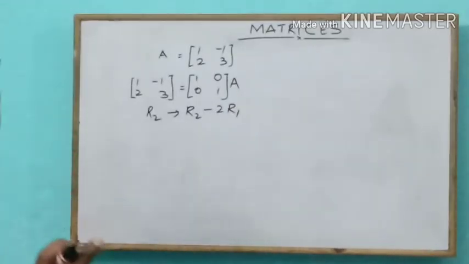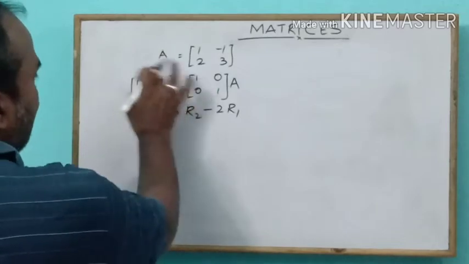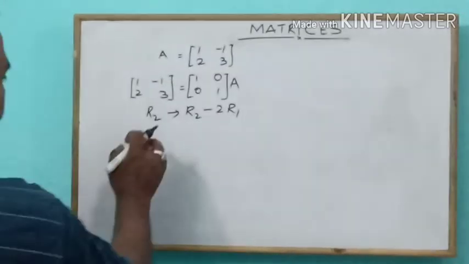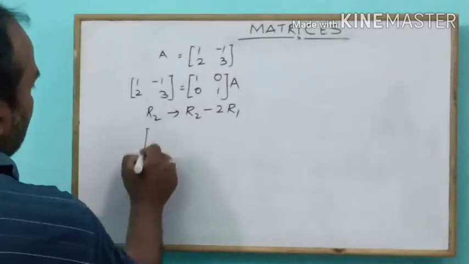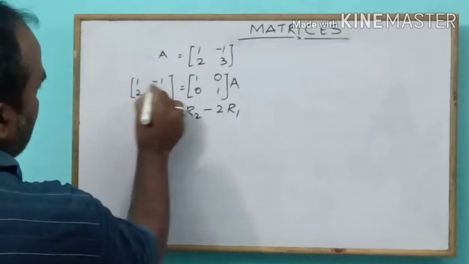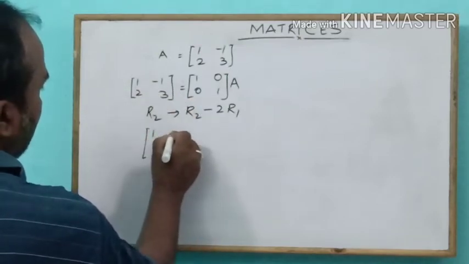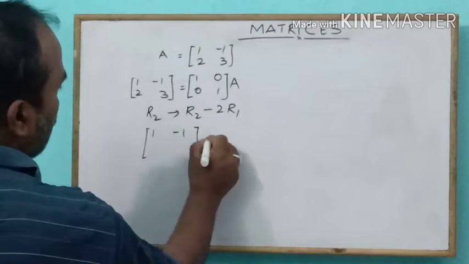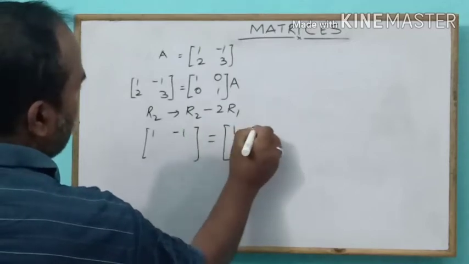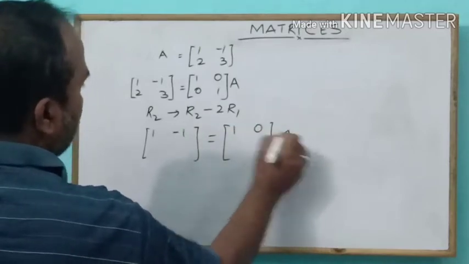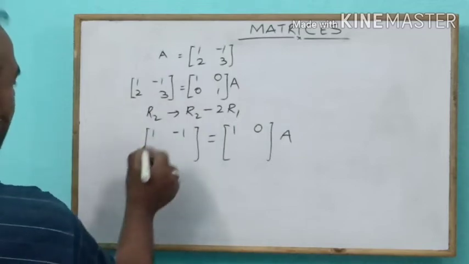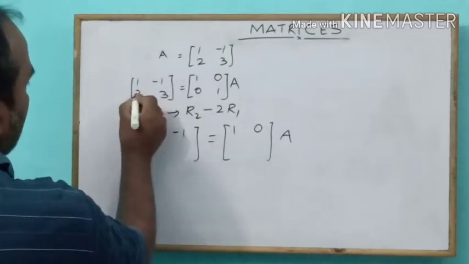See, my target is to bring this one to an identity matrix. So R2 minus 2 R1. That means the first row remains as it is. The first row is 1 minus 1, remaining as it is. Here also, let us write 1 0, remains as it is. Change is only in the second row. So second row minus twice of R1.